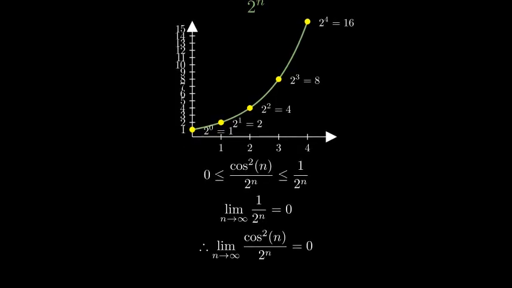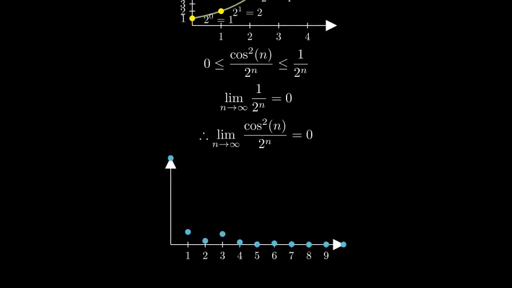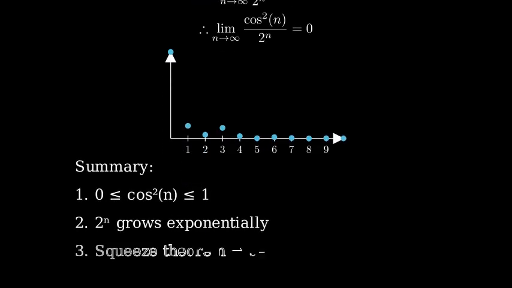Let's visualize some terms of our sequence to confirm our conclusion. As we can see, the terms get closer and closer to 0 as n increases. In summary, we proved that the sequence cosine squared of n over 2 to the n converges to 0 using the squeeze theorem and our knowledge of the bounds of cosine squared and the behavior of exponential growth.